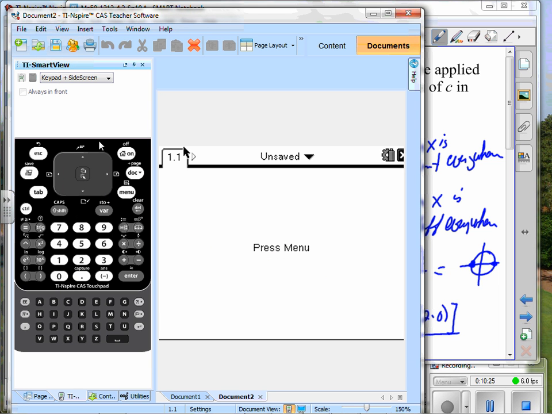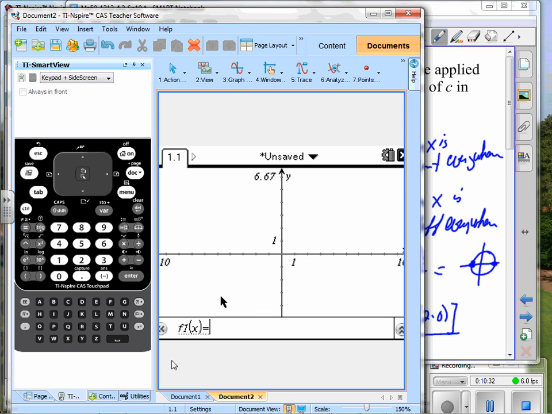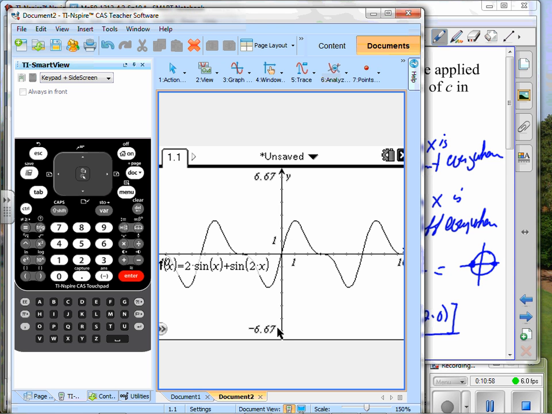Okay, well, let's do this. You have your Inspires. Let's add a graphing page, and let's put in our function: 2 sine of x plus sine of 2x. I don't know. It doesn't look like it's going to do it. Let me see what happens. Well, it did work. Okay. It didn't have it in italics, so I was wondering if it was going to graph.